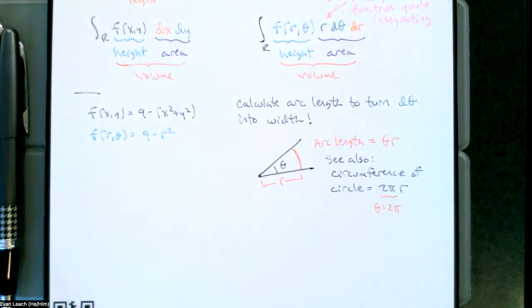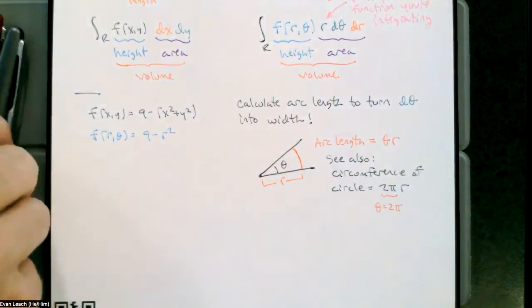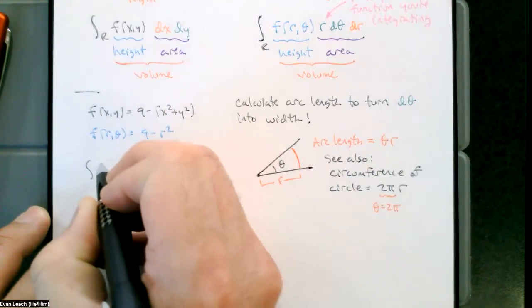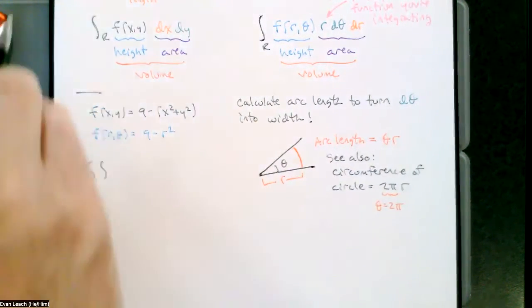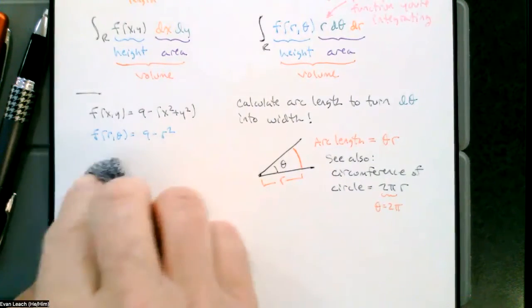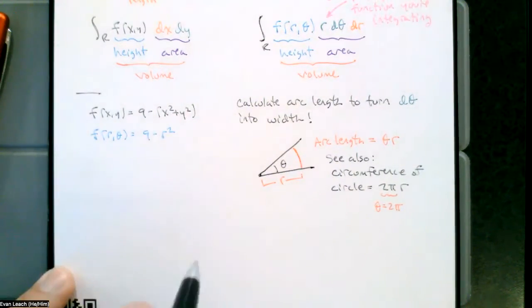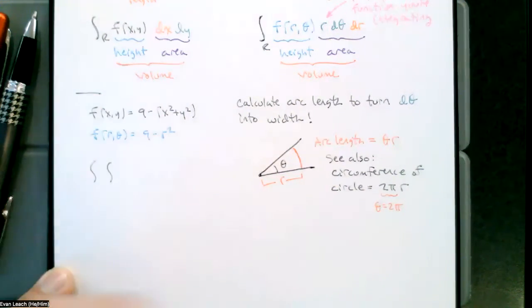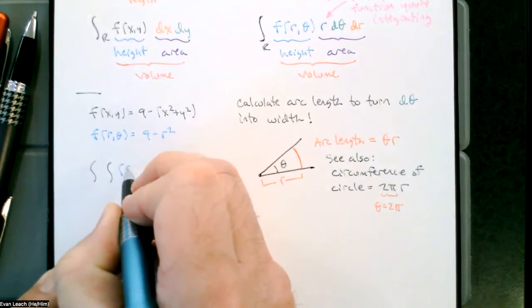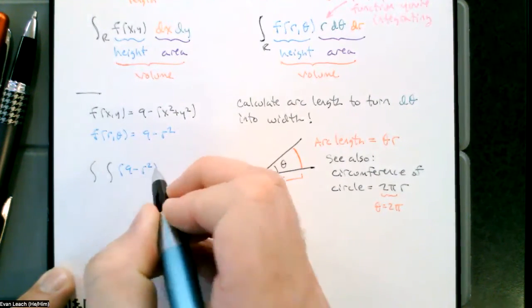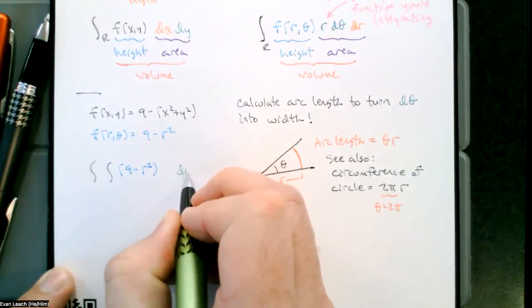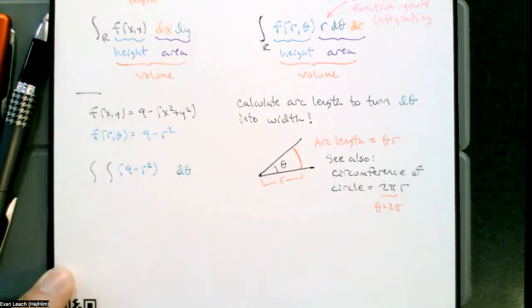The extra factor of r doesn't show up here. This is how we calculate the height. Now, when we set up the double integral, we had 9 minus r squared for our height. But it wasn't good enough to just have d theta times dr.